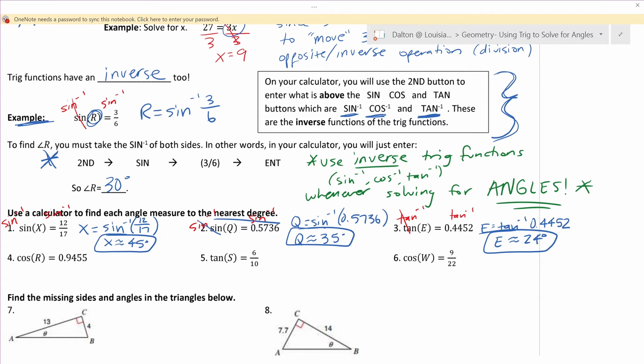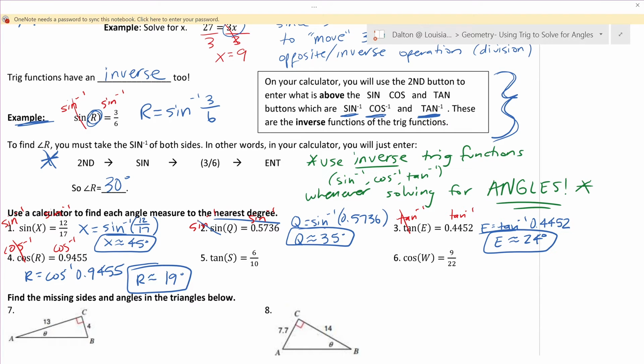Number 4, I've got the cosine of angle R equals 0.9455, so it works for cosine as well. If I want to get R alone, I'm going to take the inverse cosine of both sides. Then it's going to leave me just with R on the left side equals cosine inverse of 0.9455. Therefore, to the nearest degree, R is approximately 19 degrees.